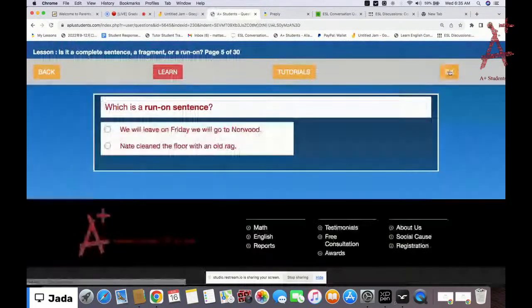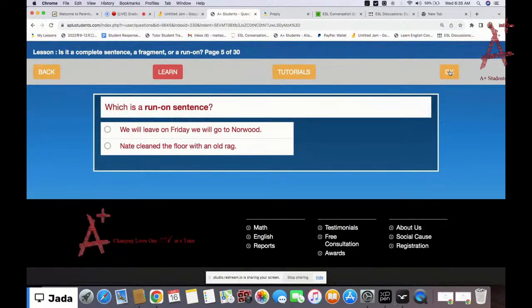So which one is a run on now? It's asking also for a run on. We will leave on Friday. We will go to Norwood. Nate cleaned the floor with an old rag. So you see, now which one of these is the run on? Of course, it's the first one because it's telling us that we will leave on Friday.